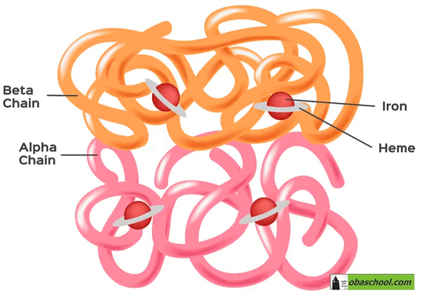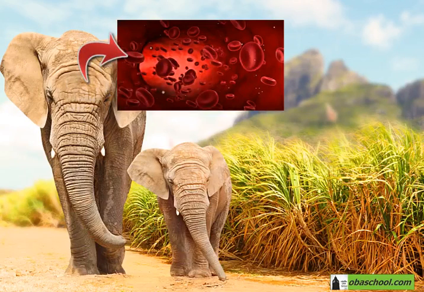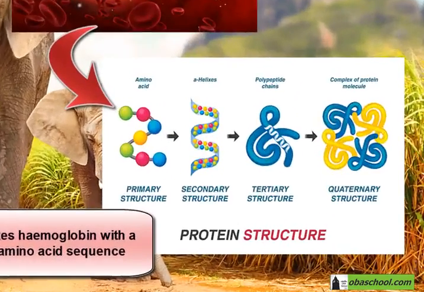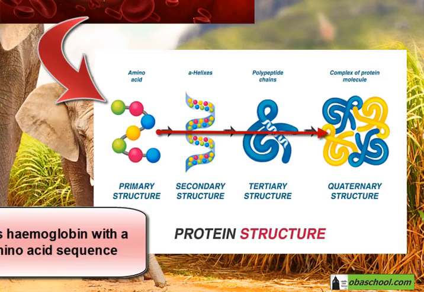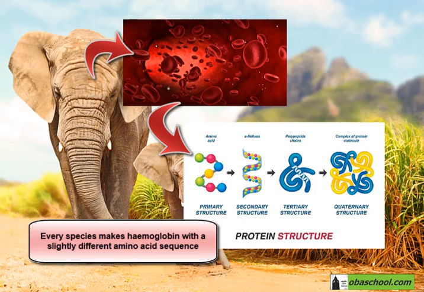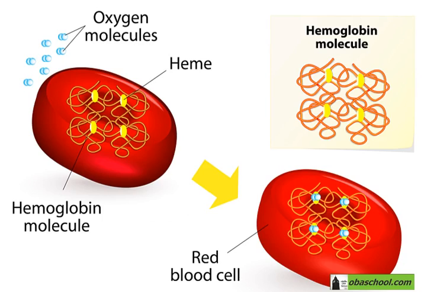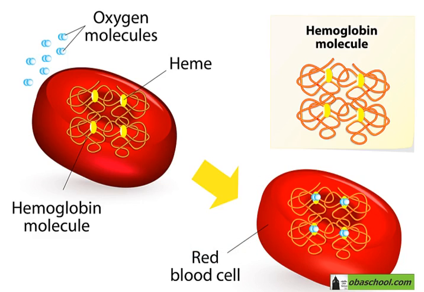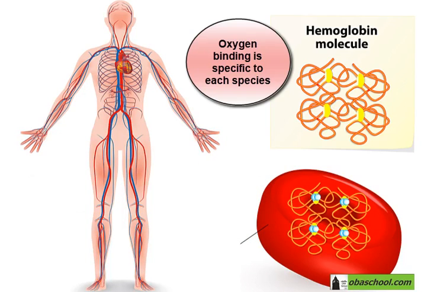And this is also because every species makes hemoglobin with a slightly different amino acid sequence. So the difference really lies in the primary structure, and we know that the primary structure will dictate the final 3D structure of the protein. So every species will produce a slightly different tertiary and quaternary structure of hemoglobin, and since it's this geometric shape that dictates the oxygen binding properties, hemoglobin will eventually bind oxygen differently in every species.